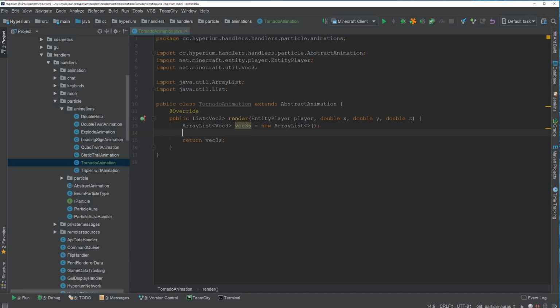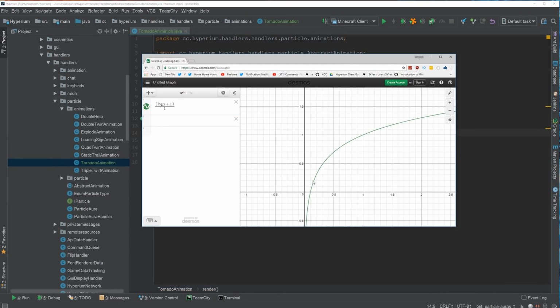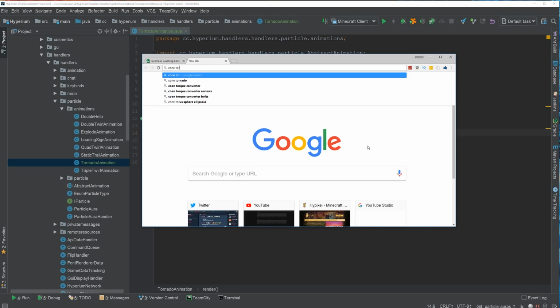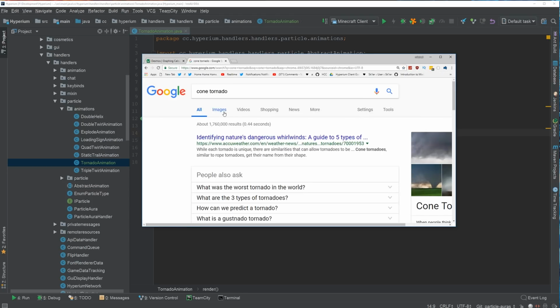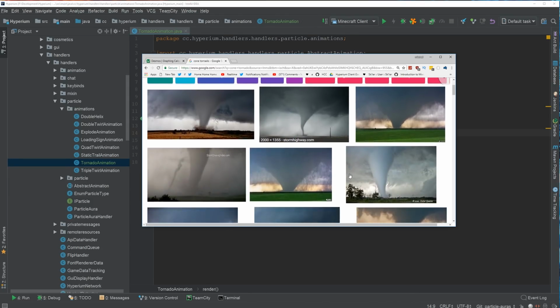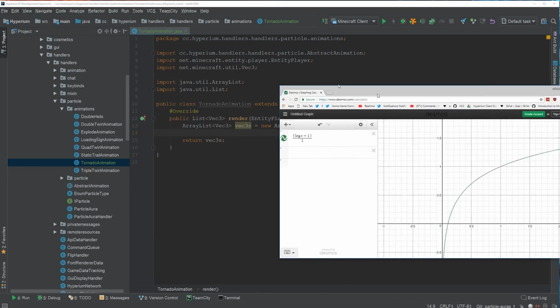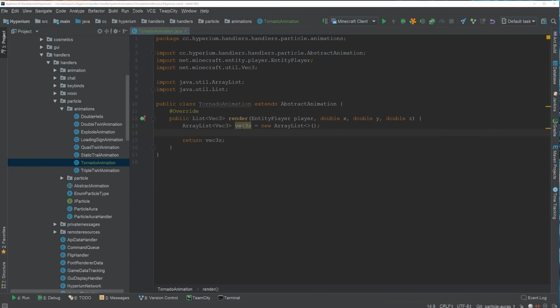So I actually did a little bit of stuff before this, preparing for it. So the shape of the tornado is going to be like this, right? It's going to be like a cone tornado, I think. Cone tornado images. Yeah, it's going to be like one of these. And of course, the closer you are to the center, the faster you're going to spin. So the first objective is to just get the shape down.